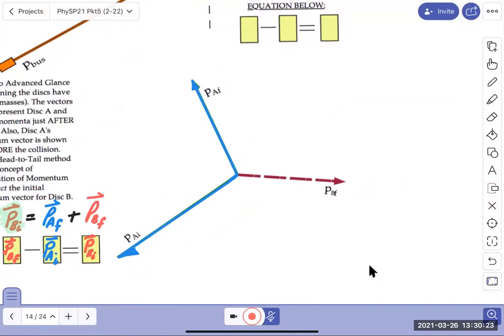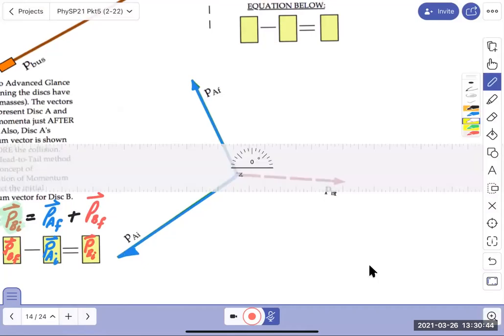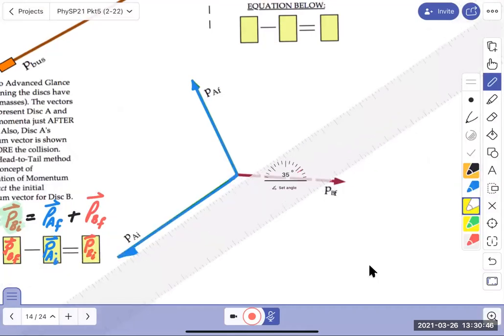Well, I can add them in any order I want. I did three different orders for all three classes and got the same answer. But let me go ahead and do it this way. I'm going to leave PBF alone. I'll slide PAF over and I'll slide PAI up. So I'm going to first draw the lines of action.